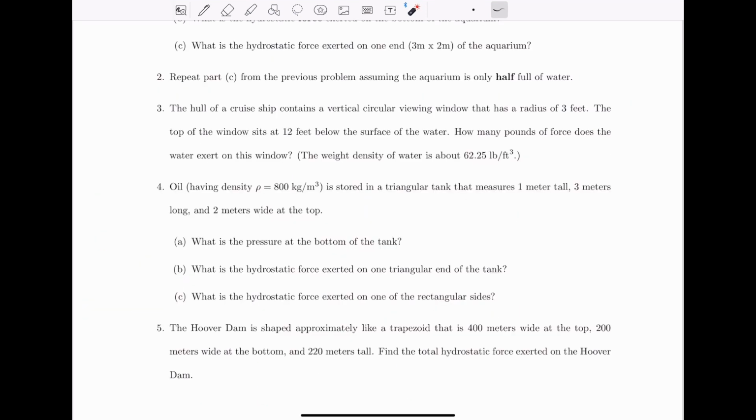Let's take a look at the final problem for this section. The Hoover Dam is shaped approximately like a trapezoid that is 400 meters wide at the top, 200 meters wide at the bottom and 220 meters tall. We're going to assume that the Hoover Dam is roughly vertical, so we won't have to deal with any slant height like we did with the last problem. But we want to find the total hydrostatic force exerted on the Hoover Dam.